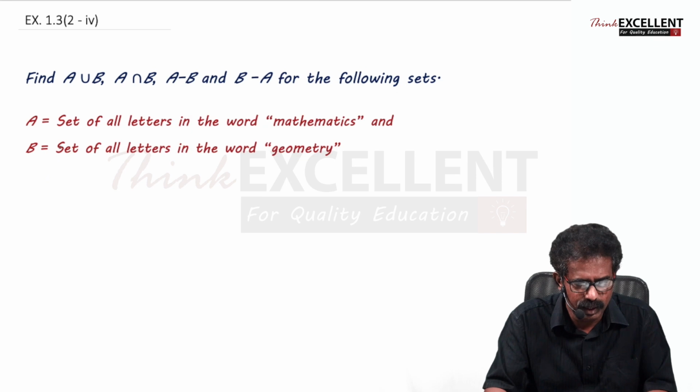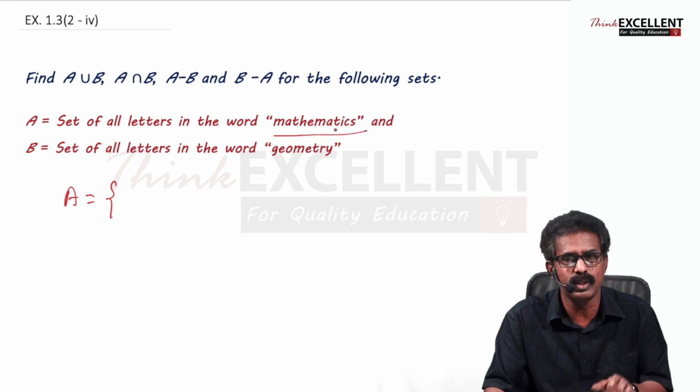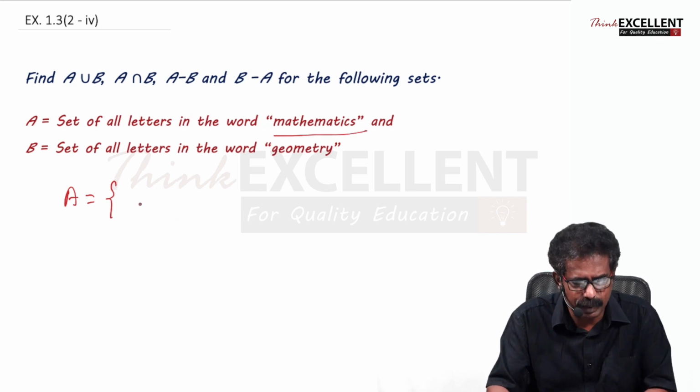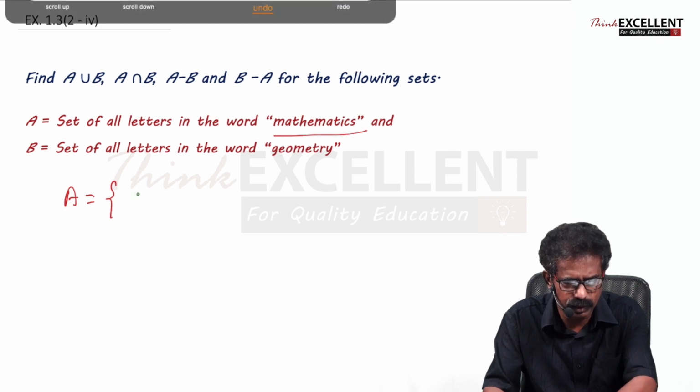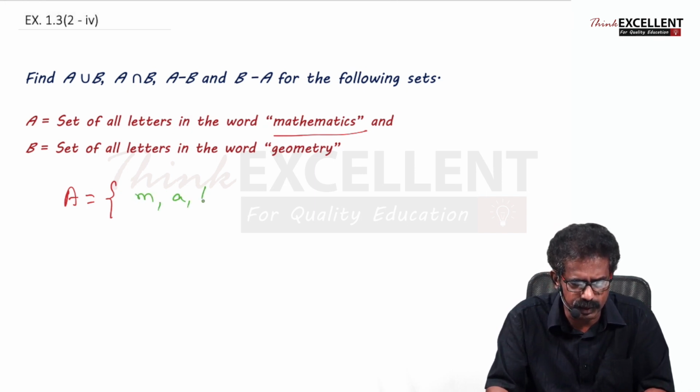Okay. Now let us see. So we want to find all these 4. A equal to set of all letters in the word mathematics. So you write all letters without repetition, right? I am not going to write in order, just I am going to write directly. M, A, all small letters, right? M, A, T, H, E, then again M already written, A already written, T already written, I, C, S. Okay, without repetition, you write everything.